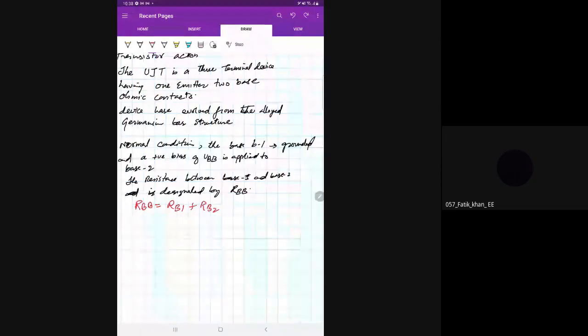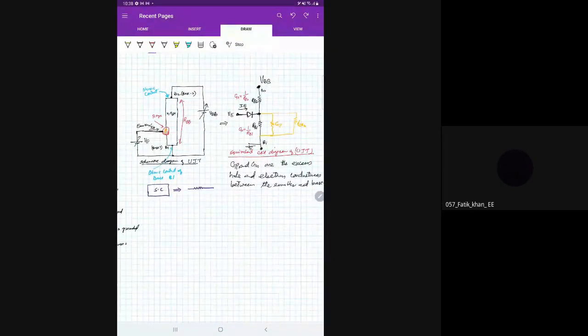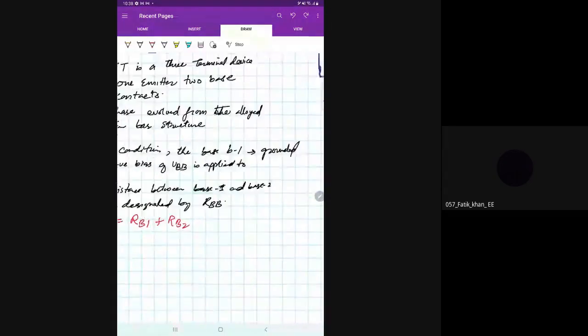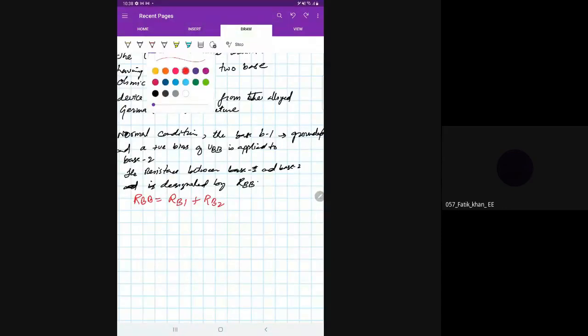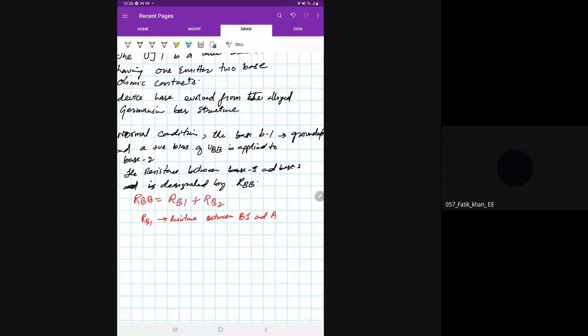So here also, this is RB1 and RB2. Okay, so what is RB1 and RB2? RB1 is actually the resistance between base B1 and point A, the anode point A. And RB2 is the resistance between B2 and A.